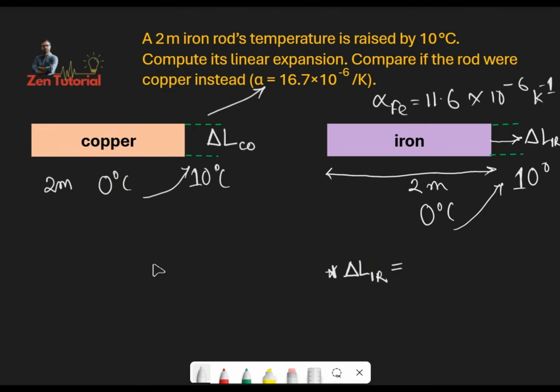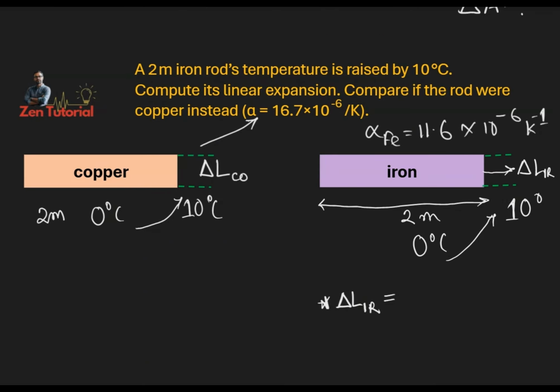the basic formula, the fundamental formula, is L times alpha times del T. So let's plug in all the values. So length is 2 meters, alpha is 11.6 times 10 to the power minus 6, and del T is 10 minus 0. So let's put it 10 degrees Celsius.